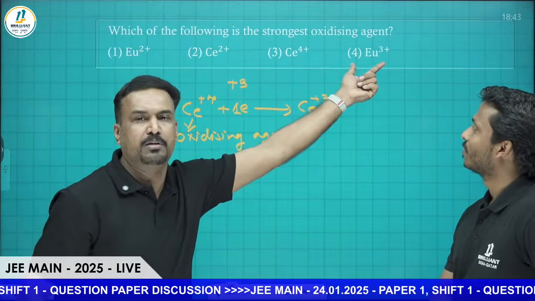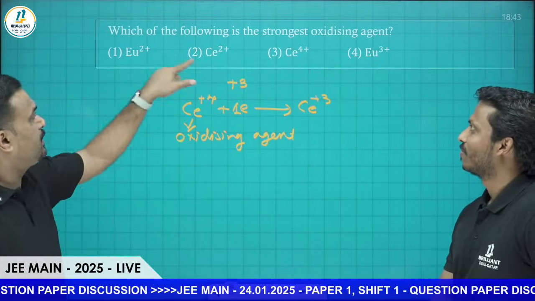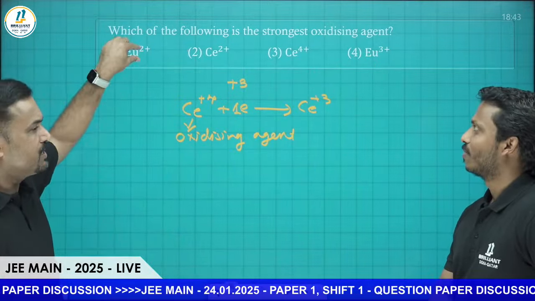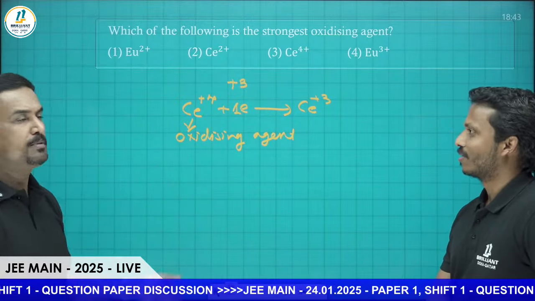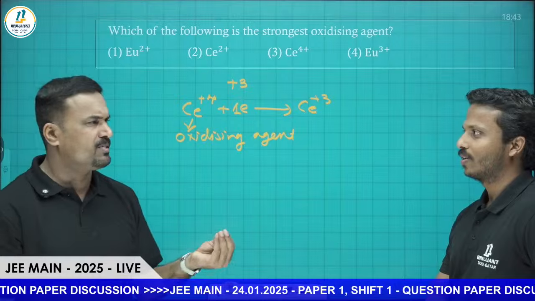The remaining one will not change because it's stable. This one will undergo oxidation, which means it's a reducing agent. And this one is also 2+, so it will act as a reducing agent. The only one which acts as an oxidizing agent is cerium 4+, because this process is reduction. Hope you got it. It's a comparatively easy one.